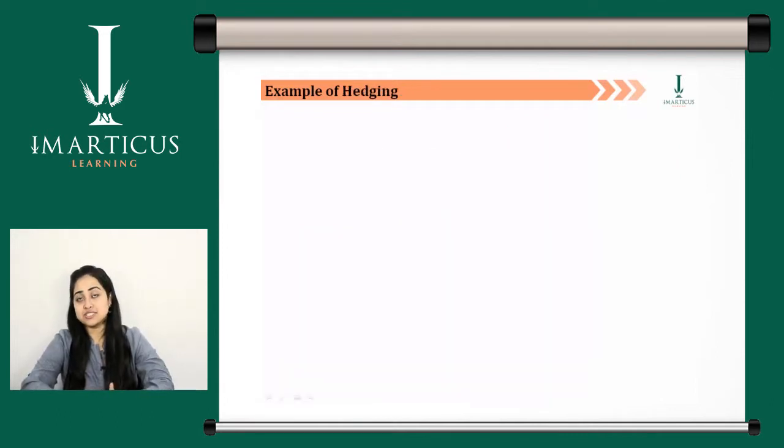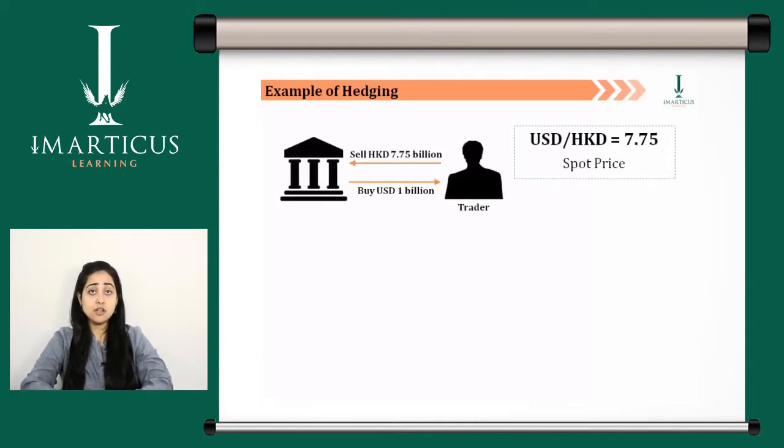Let us now take an example of hedging. A hedge is an investment position intended to offset potential losses or gains that may be incurred by a companion investment. A trader is long USD against Hong Kong dollar 1 billion where the spot rate is 7.75, which is due to settle 1 year later. Based on new information from the research and trading team, he thinks the HKD or Hong Kong dollar will strengthen to 6.90 levels 1 year later.